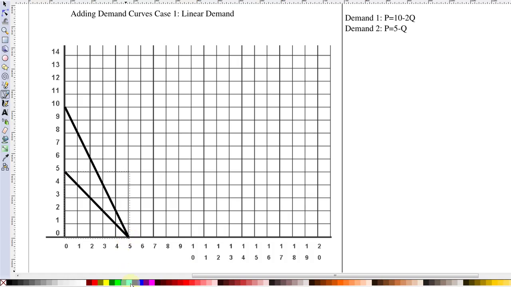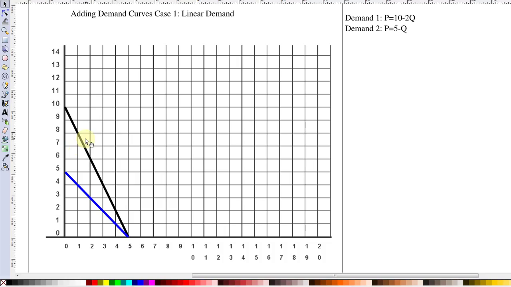Okay, so let me color that differently here. Okay, bright blue. So given these two different demand curves, how do we add them together to get a total demand curve for the whole market? First, let's do this graphically, and then let's do it with an equation to see what the equations are. There will actually be two equations that we need to describe this resulting shape in the end.